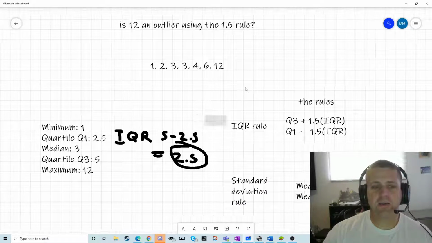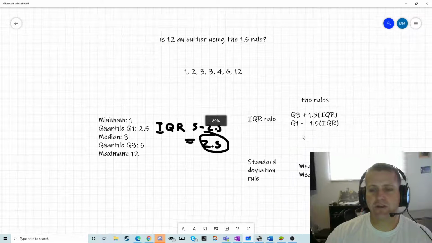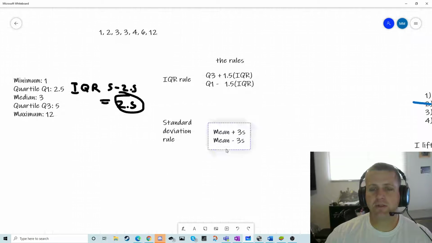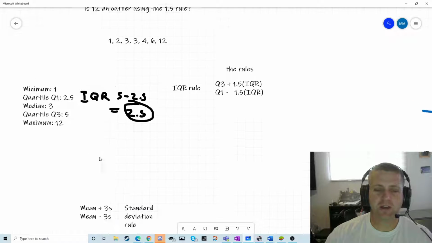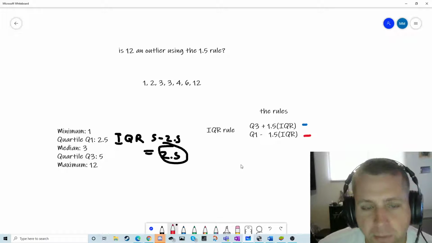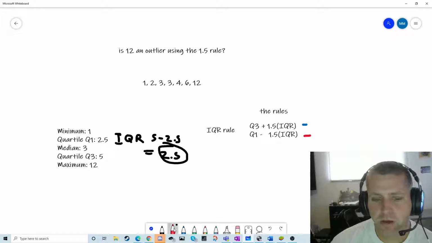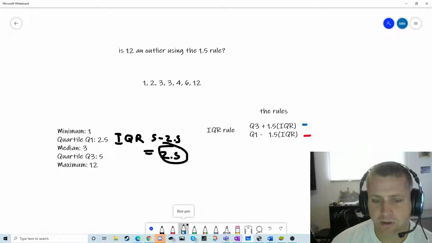So there are two rules, the standard deviation rule and the IQR rule. I'll briefly talk about that at the end, but you have two boundaries: the upper boundary, which is the blue, and the lower boundary, which I'll just call red. I'll do the blue one first.